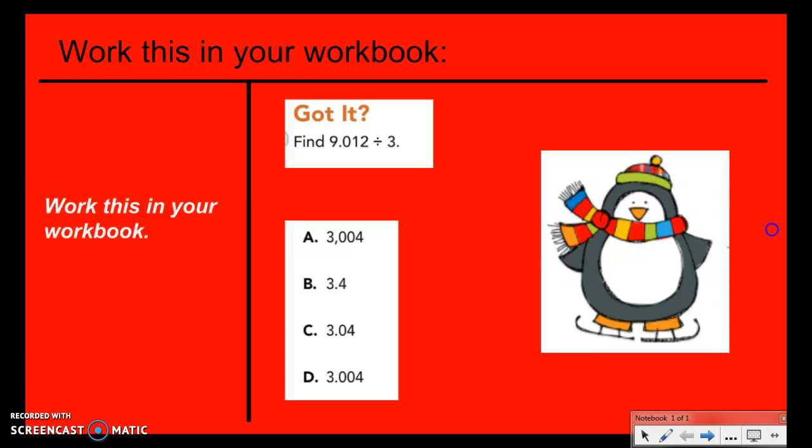Alright, so work this in your notebook. Find 9.0123 divided by 3. I'm going to give you a little bit to look this over. Go ahead and pause the video while you find your quotient and see if you can get someone to check your answer. One of the adults, please, not just the neighbor.